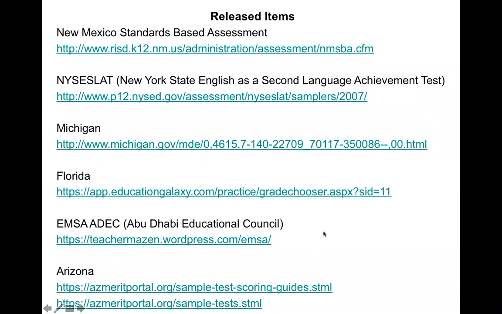I have here some links to released items. Released items are basically test questions that have been used by different states in the US, and because they have been used several times, they publish these test questions and tests to the public, to parents, so that they can better understand how the tests are designed. And I'm actually very proud to say that I have worked in the past on all of these projects. You have the New Mexico Standards-Based Assessment, the NYSESLAT New York State English as a Second Language Achievement Test, the Michigan test, Florida, even the Abu Dhabi Educational Council test, ADEC, and Arizona.